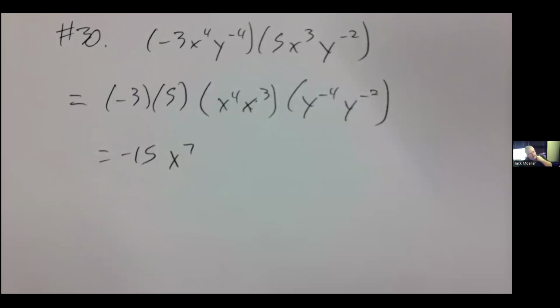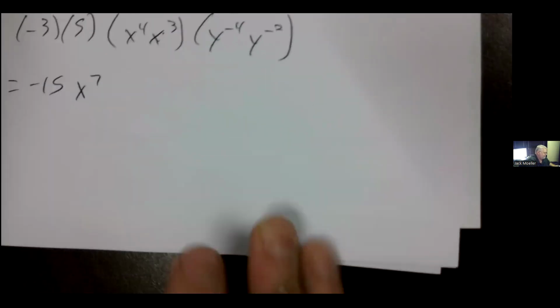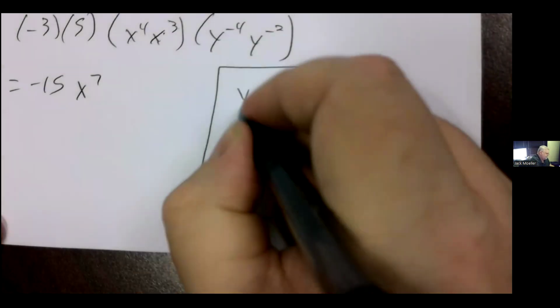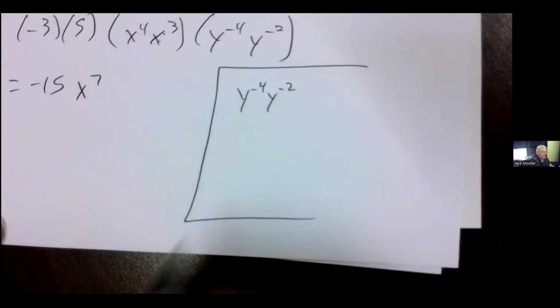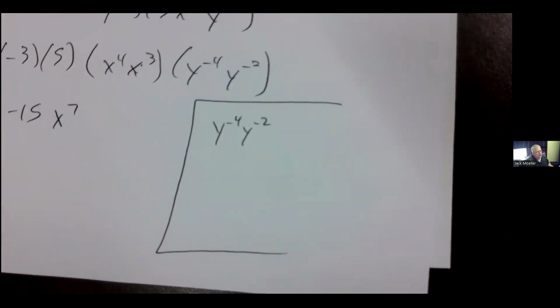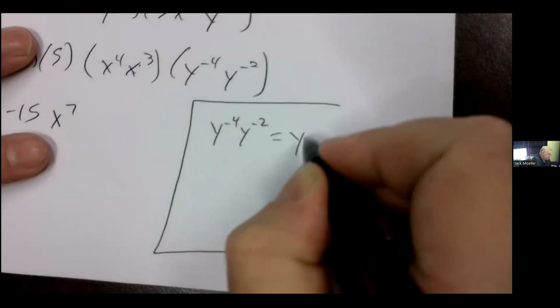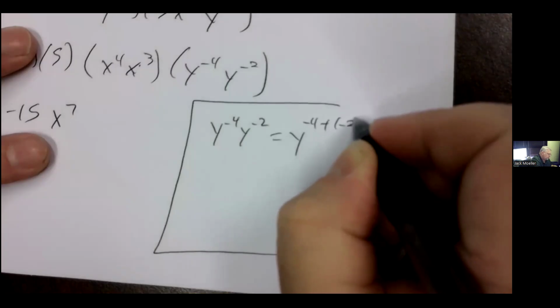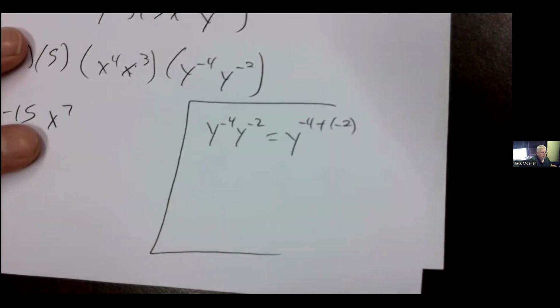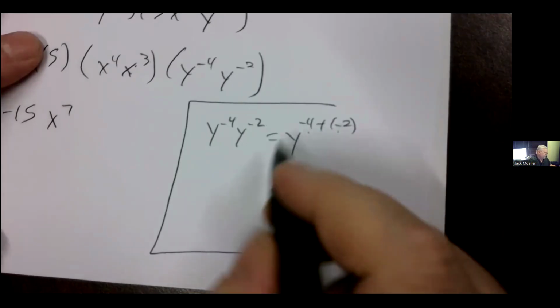Now for the y's, we have a couple of different ways that we can approach this. One way to do it is with the product rule. The product rule says we have two variables that are multiplied, so we're going to add the exponents. So we would have negative 4 plus a negative 2. The product rule doesn't say anything about positive or negative, it just says add the exponents. So negative 4 plus negative 2 is negative 6.